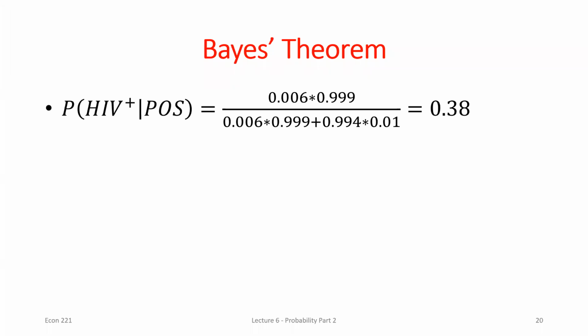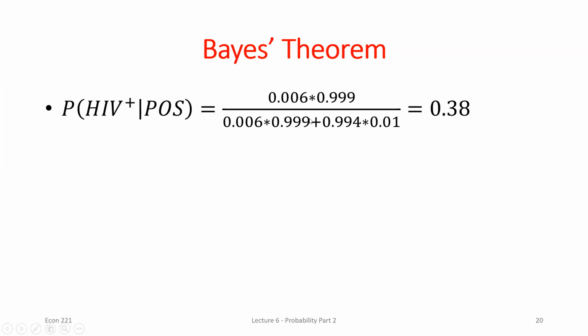This result might seem wild, because what it's really saying is, if I went out and got an HIV test, or someone comes up to me and says, I got a positive result on an HIV test, the probability they actually have HIV is only 38%. So why is that the case?